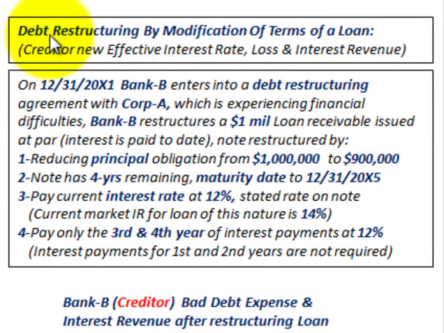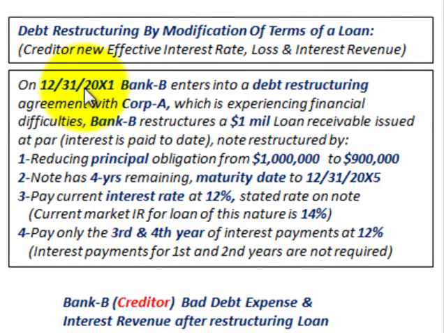What we're going to be looking at here is debt restructuring, a modification of terms of a loan. We're going to be looking at it from the perspective of a creditor, where they're going to have to calculate a new effective interest rate, and they're also going to have a loss. And we're going to be looking at the interest revenue on this restructuring of a loan, or a notes receivable.